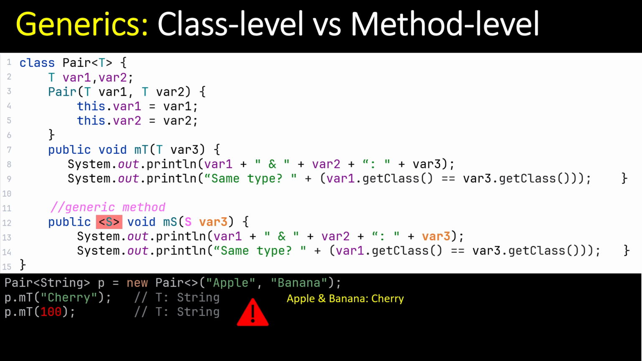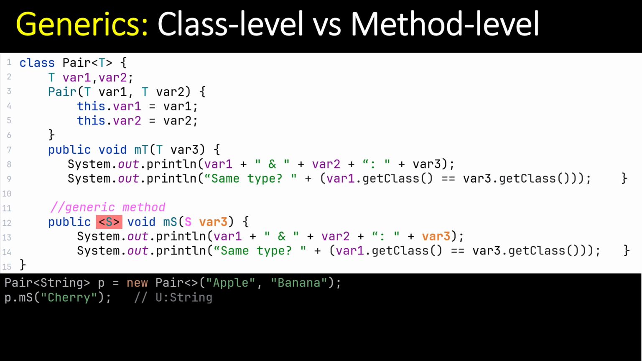However, p.mT(100) causes an error. Here, 100 is an integer literal, a primitive int, and Java can autobox it to an Integer wrapper class, but that still does not match String. Since T is fixed as String, the method only accepts String, so this call is invalid.